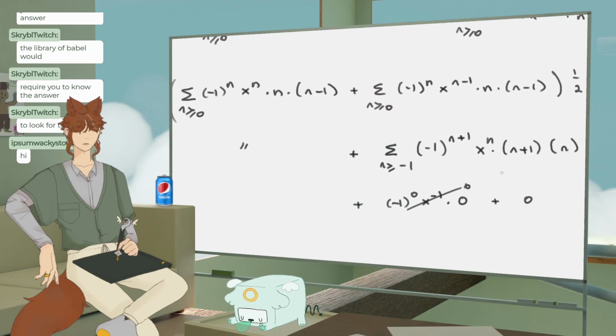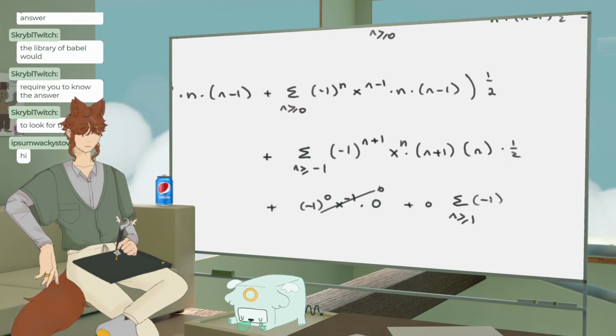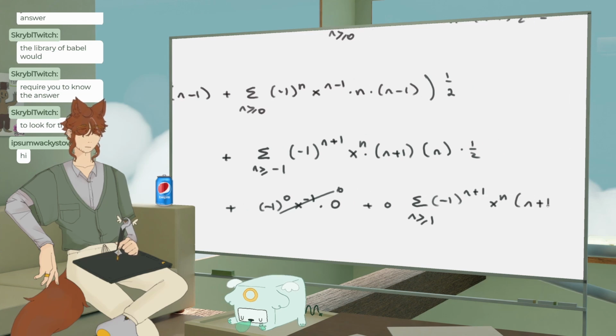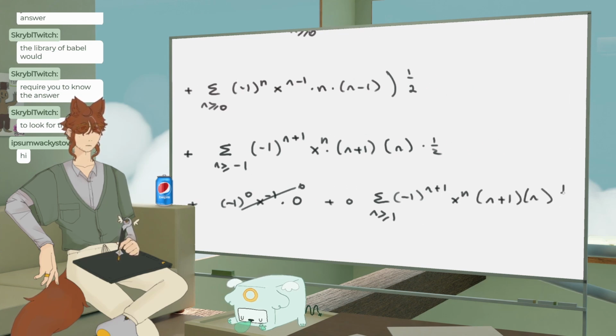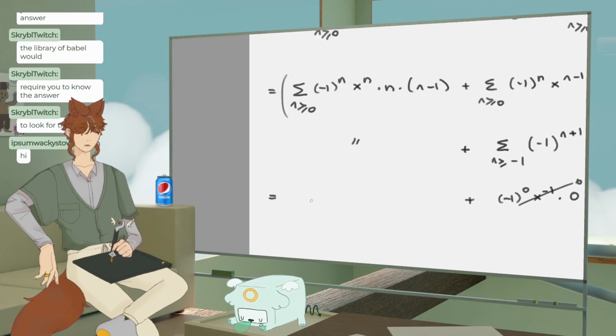Oh, wait, we're at 0. Okay, I could reindex it to n. Oh, I should have them both be... Yeah, okay. Okay, plus 0. Plus 0. n greater than or equal to 1. That just makes our lives sort of nicer. n times 1/2.